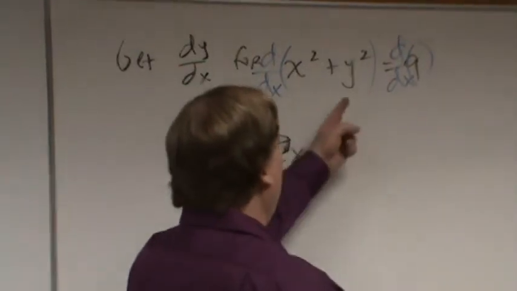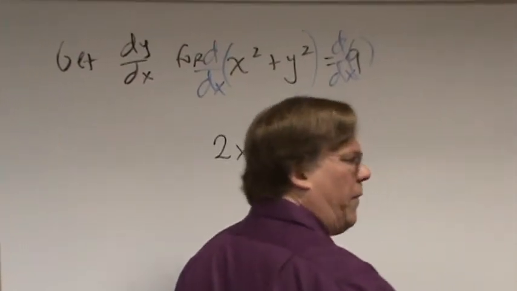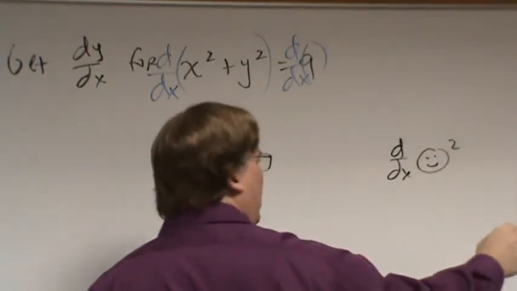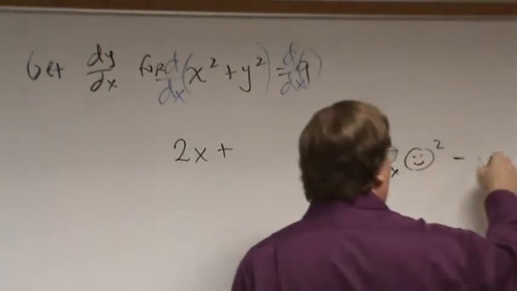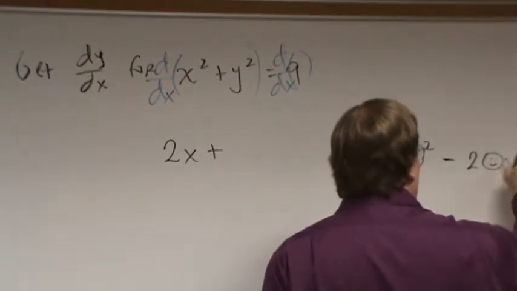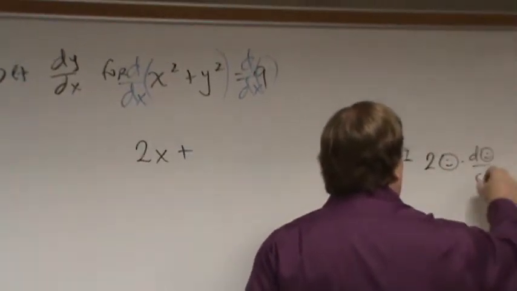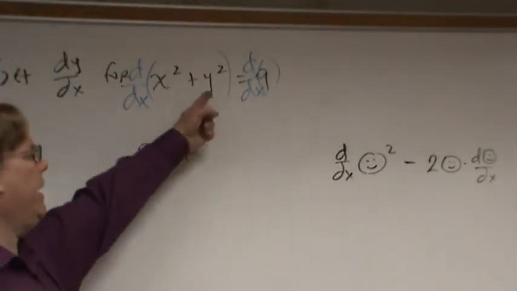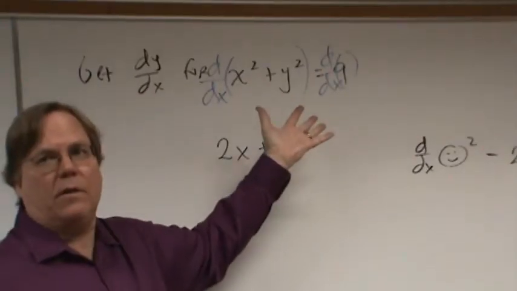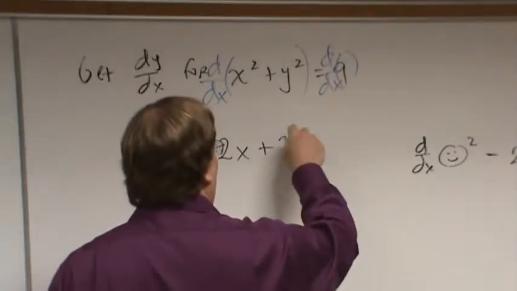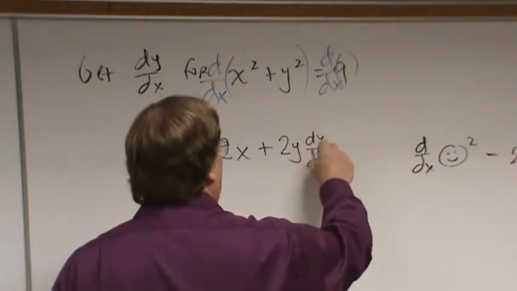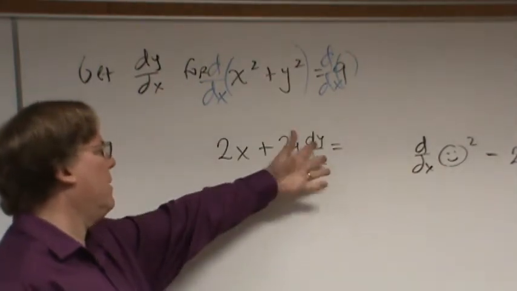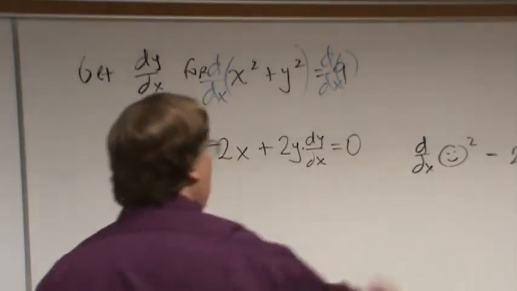Yeah, exactly. We're treating y squared as if it's a chain rule situation. We're saying it's the derivative of whatever squared, and the derivative of whatever squared is going to be 2 times whatever times the derivative of whatever that thing happens to be. And that's what we're doing here. We're treating the y as if it's a whatever. So the derivative of y squared is 2y dy dx. Chain rule.